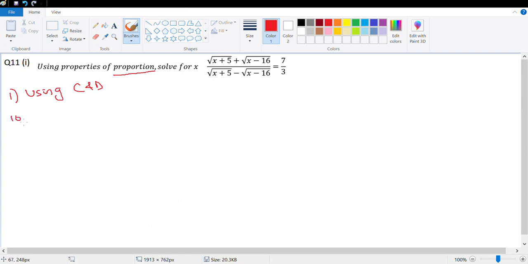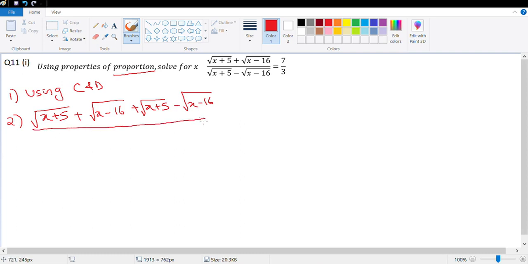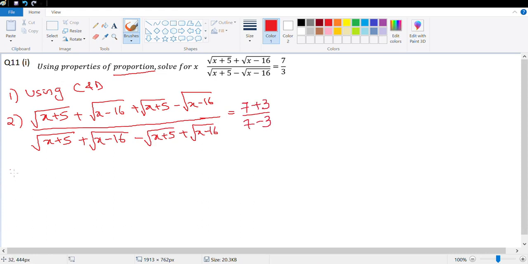We get root x plus 5 plus root x minus 16 plus root x plus 5 minus root x minus 16, that's the numerator, and in the denominator I get root x plus 5 plus root x minus 16 minus root x plus 5 plus root x minus 16, right? The sign of both the elements in the denominator changes, and on the right hand side there will be 7 plus 3 upon 7 minus 3. This element gets cancelled and this element gets cancelled.